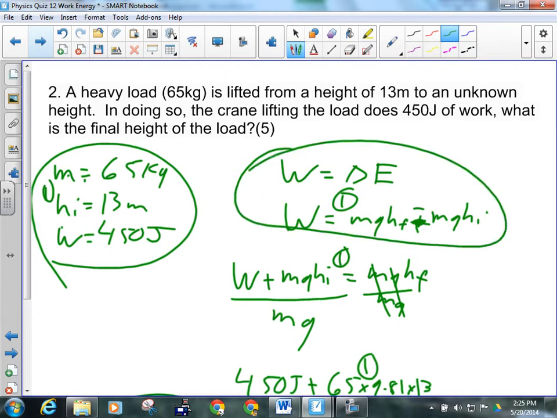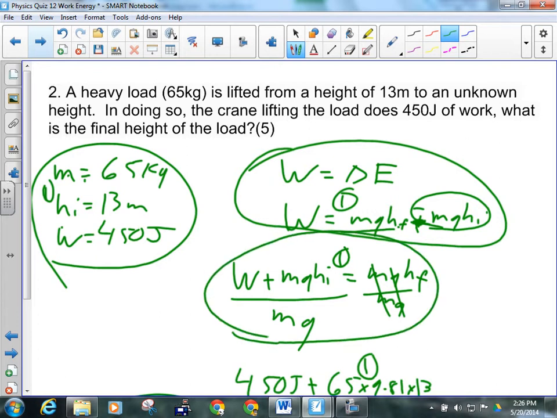Maybe they went directly to mghf minus mghi, it doesn't really matter. If I want to get hf by itself, the first thing I need to do is add mghi to both sides. So this term here needs to move over to this side by adding it, and then I would divide both sides by mg. So if they arrived at this, you can give them another mark for having it properly manipulated.